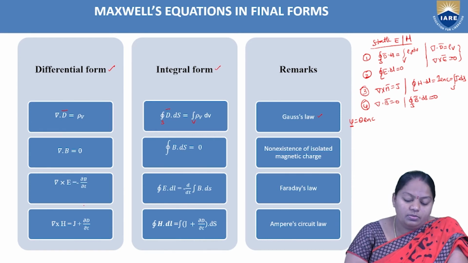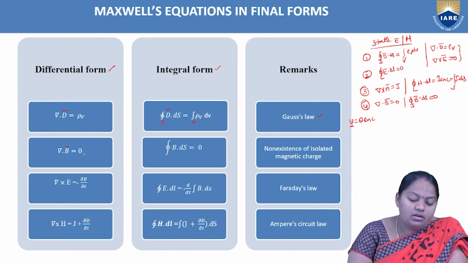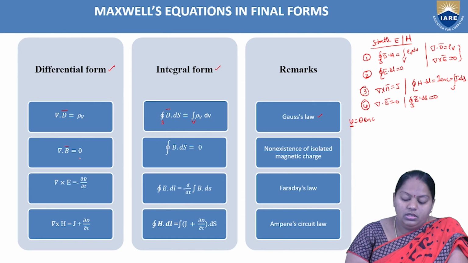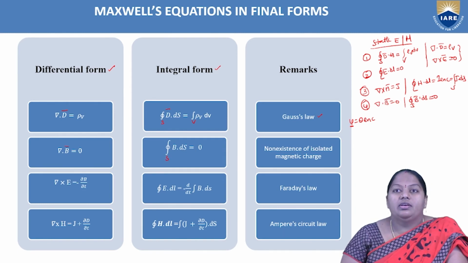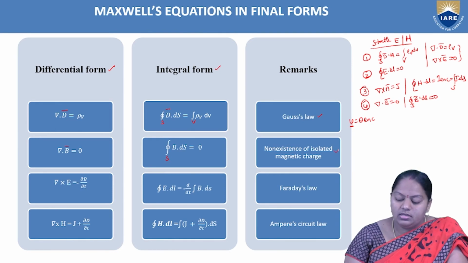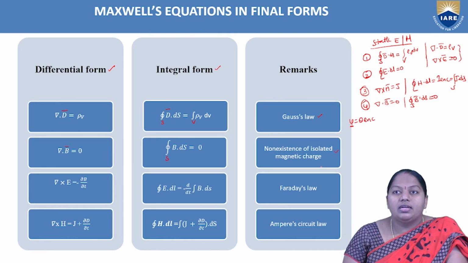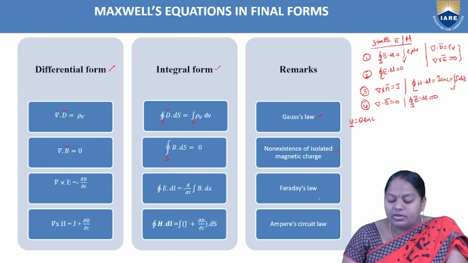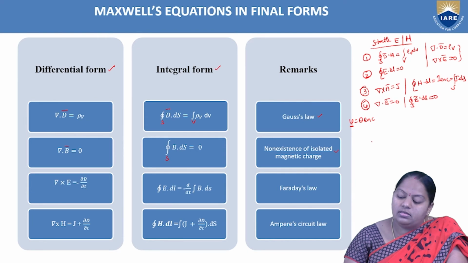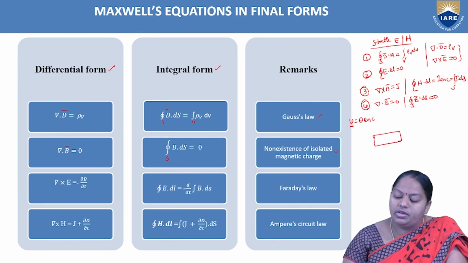Now the second Maxwell's equation to be considered in the case of time varying fields is del dot B bar equal to 0, or in integral form, closed surface integral S B dot dS is equal to 0. And the remark or statement given for that is non-existence of isolated magnetic charge. This statement was explained already. We have learnt it in the case of magnetostatic fields.